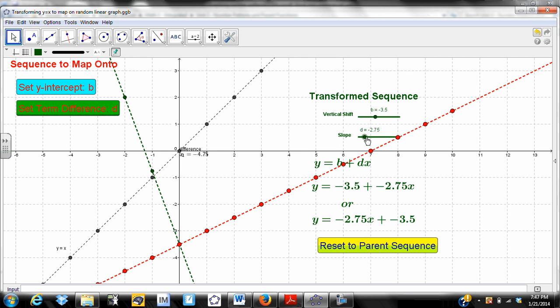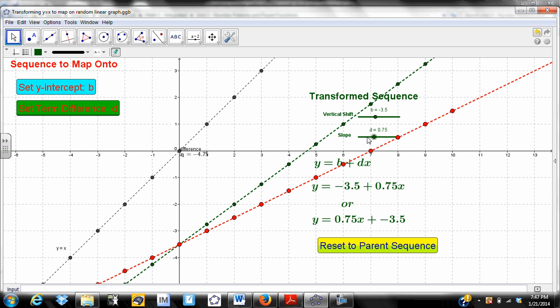Oops. Oh, that's negative. There's our 1/2. And notice we got the line to map up on this line. So we can see the equation of the red line. It's negative 3.5 plus 1/2 x, or, by the commutative property, and seeing the mx plus b form, I just switched the order: 1/2 x plus negative 3.5, or minus 3.5.